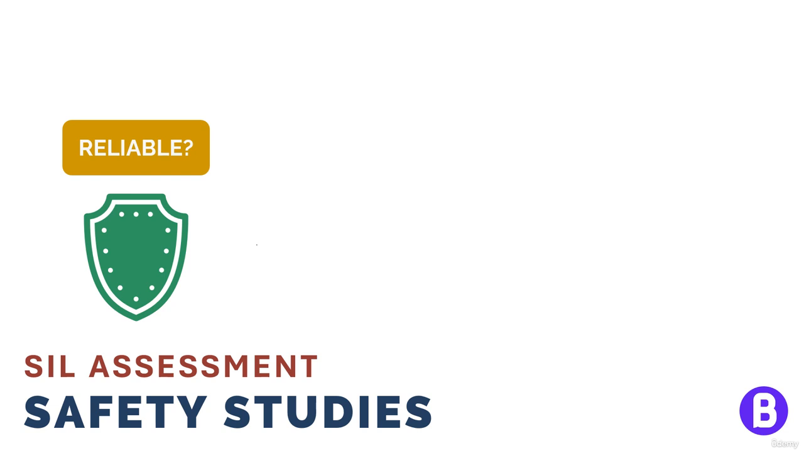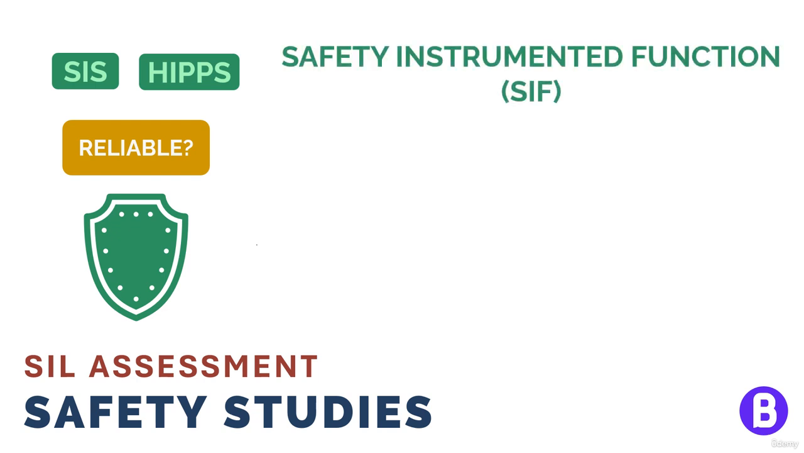Now, we want to measure all these safeguards' integrity level. This is to define the level of strictness concerning their specifications. This is most important when we talk about safeguards implemented through SIS or the related shutdown system, which are called safety instrumented functions, or in other words, SIF.